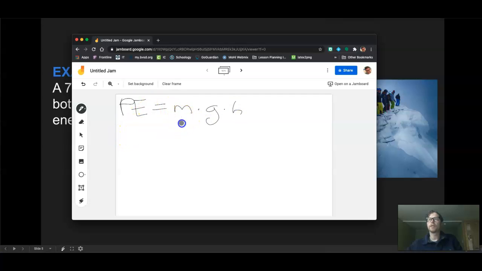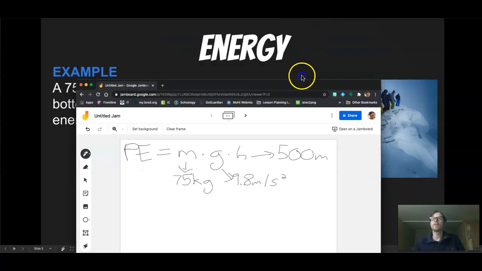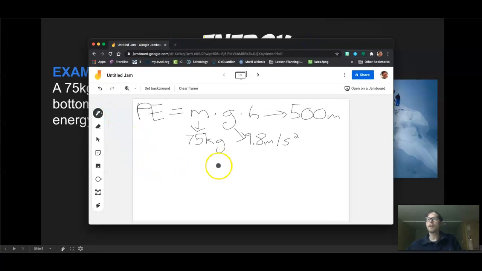And so what are these things? Well, we said that it was a 75 kilogram skier. We know that the g on Earth is 9.8 meters per second squared, and h is the height, and we said 500 meters. Right? Double check that I actually said 500 meters. Yeah. Okay, so now it's simply a matter of multiplication. As long as we have these units correct, kilograms for the mass, meters per second squared for the g, and meters for the height, we can multiply.